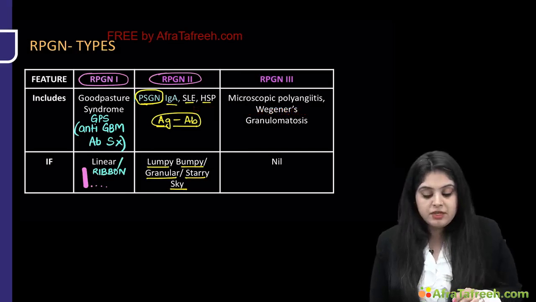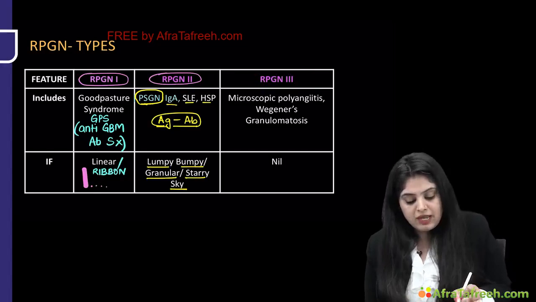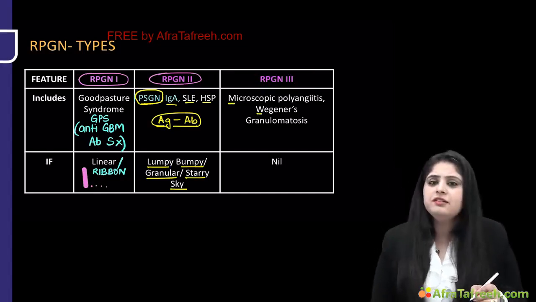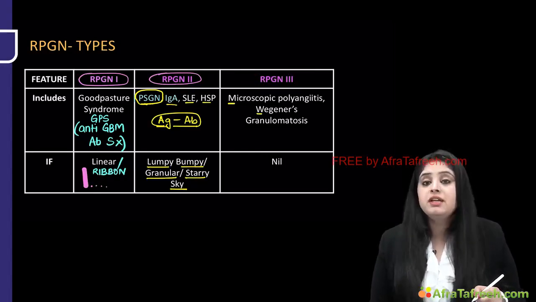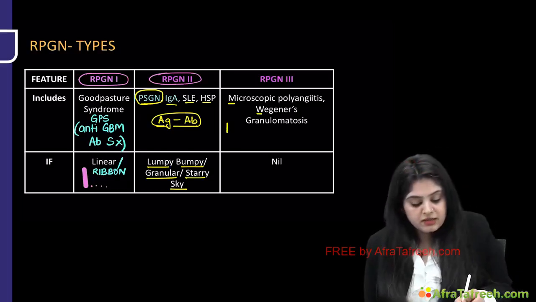Having said that, coming to the last one, that is type 3 RPGN. This is also known as, I have studied these diseases earlier, microscopic polyangiitis and Wegener's granulomatosis. These have been studied way back in your pauci-immune vasculitis. What did I say?